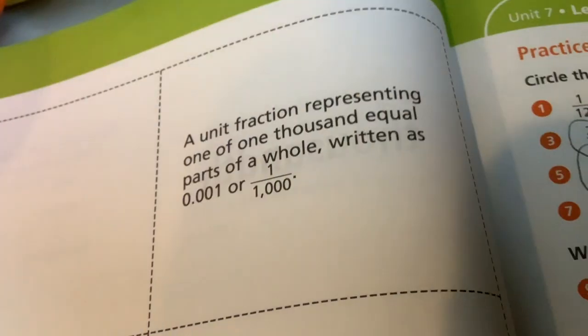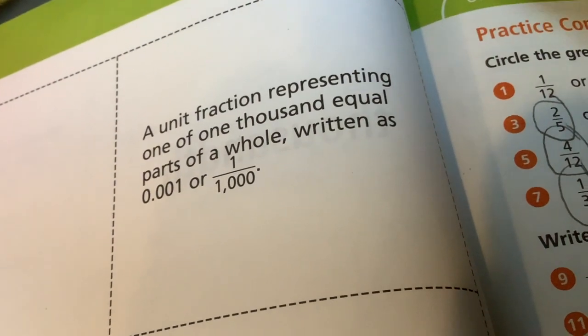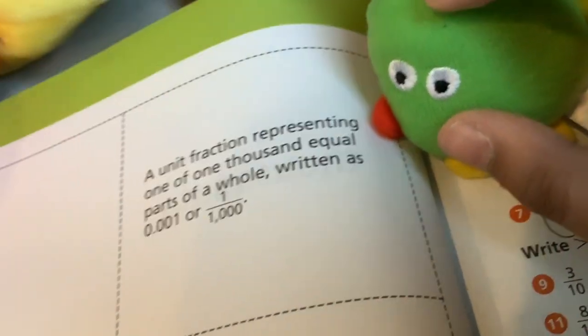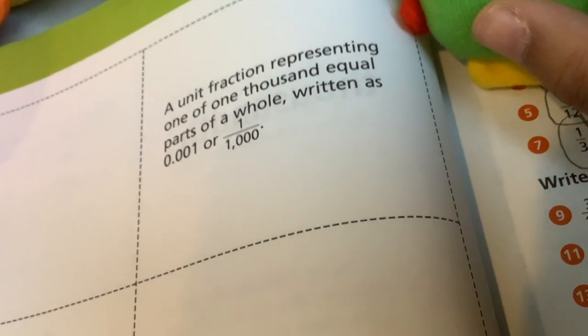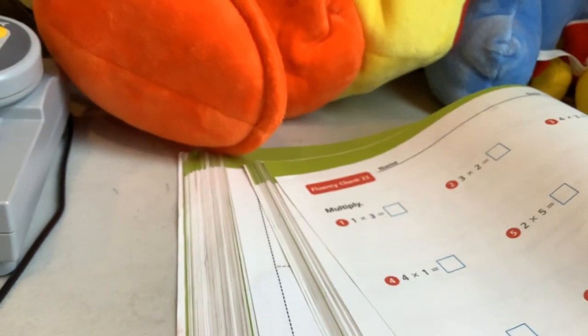Then thousandths. A unit fraction representing one of 1,000 equal parts of a whole, written as 0.001 or 1/1,000.